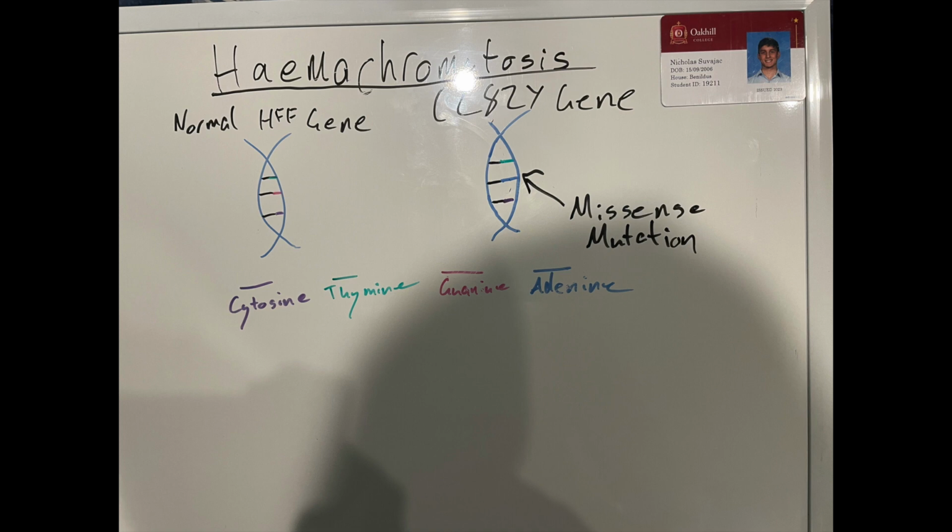Missense mutations usually make a protein non-functional or alter its function, and in this case, it stops iron absorption and iron regulation. This missense mutation shows that when polypeptide synthesis is completed incorrectly, it has a negative effect on the species and will have detrimental effects on the organism.